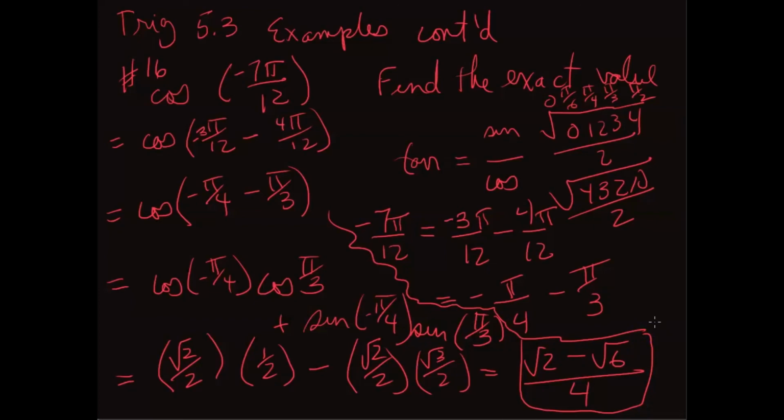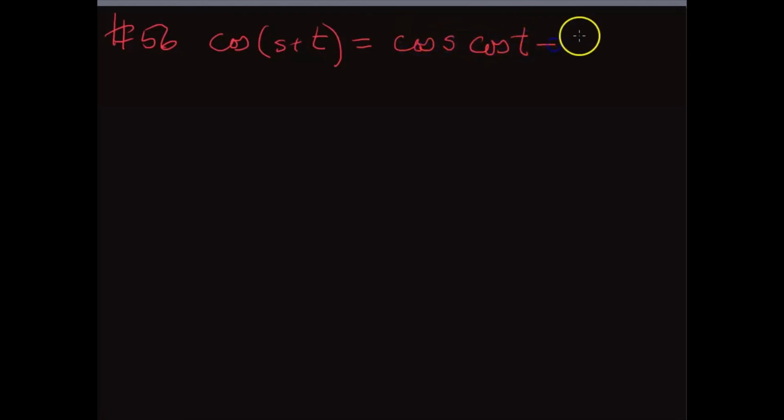Let's do our next one. Number 56. We're supposed to find the cosine of s plus t and the cosine of s minus t. Let's do s plus t because s minus t is really the same. Remember, this is the cosine of s, the cosine of t minus the sine of s, sine of t, and for s minus t, we'll just make that a plus in between.